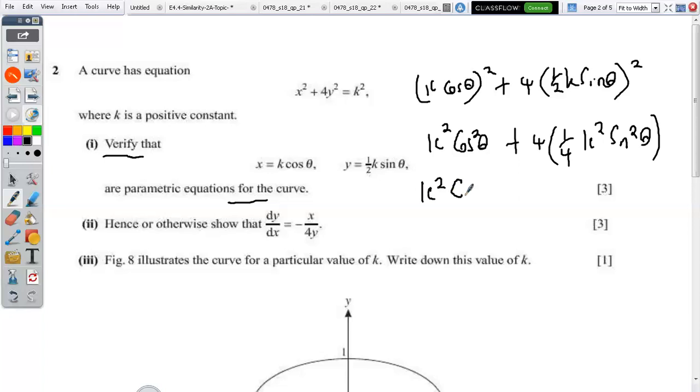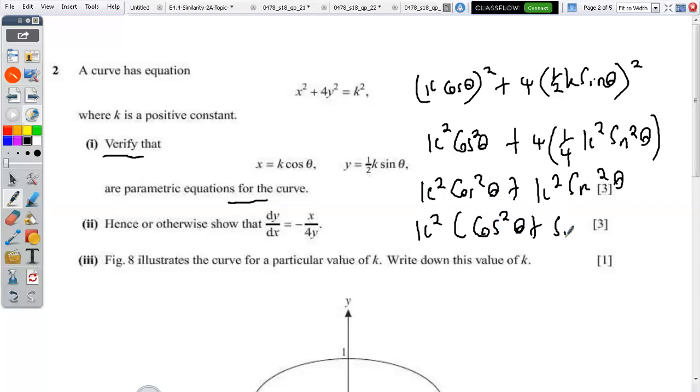So it will be k squared cos squared theta plus this simply gives you 1 times k squared sine squared theta. Factorize k squared, you now get cos squared theta plus sine squared theta. We know that this gives you 1. So simply k squared. Done. Are we together? Clear?